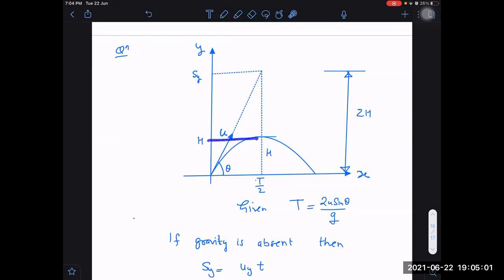What is the average velocity with gravity present? Average velocity with gravity present will become (uy plus 0) divided by 2, because at this point vy is 0. And what is the average velocity along the y-axis without gravity? Without gravity, the average velocity will be just uy, u sin theta. It will not change. It will remain u sin theta, uy only.